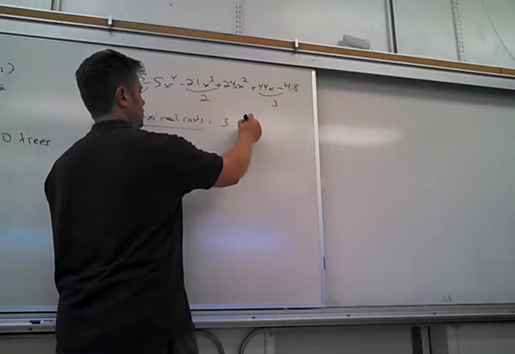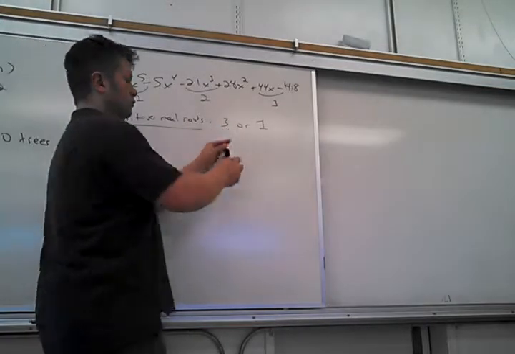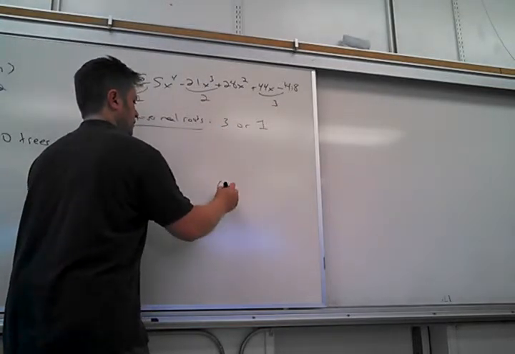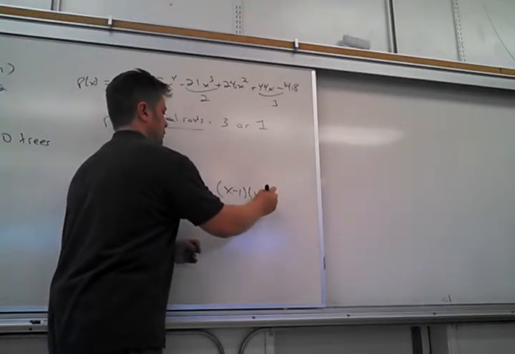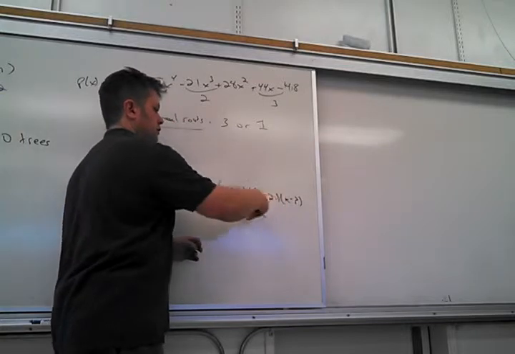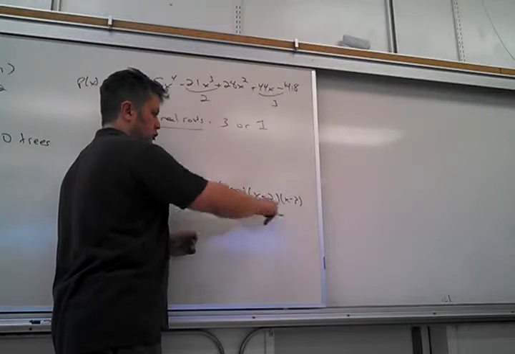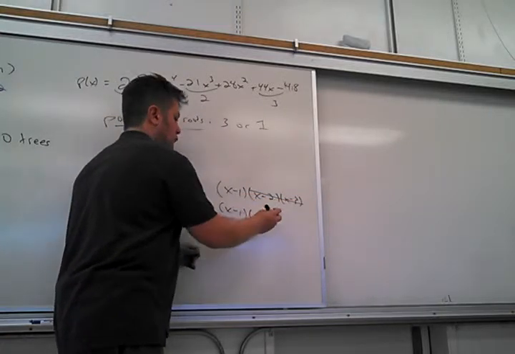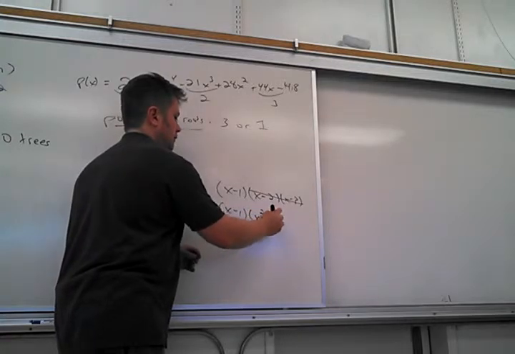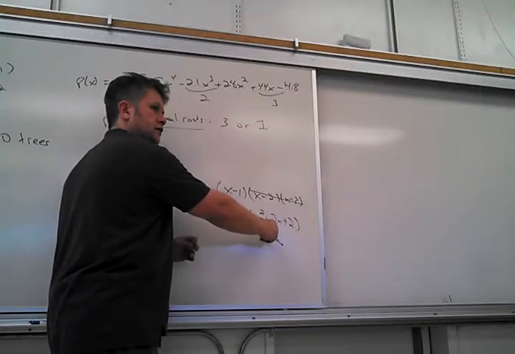Yeah, it's going to be 3 or 1. Why would it be 3 or 1? Because either there's 3, which means I have something like this, and this is positive. Or I could have something I can't even factor, that wouldn't even be real if I did factor it. That would have complex answers.